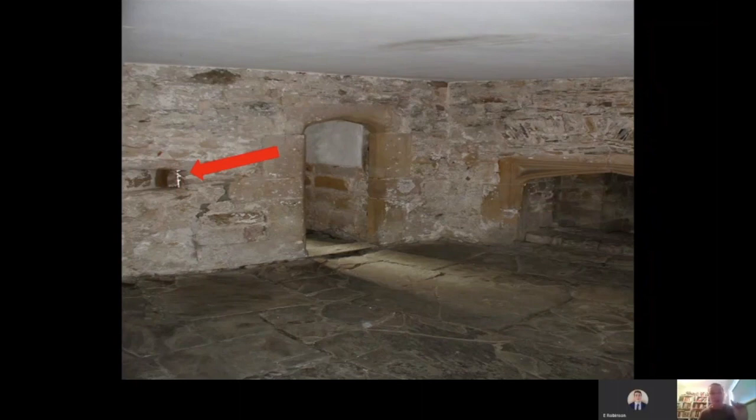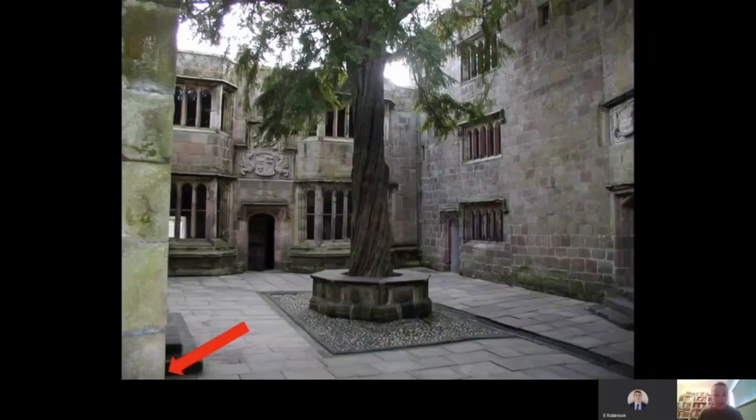The hole in the wall that the arrow is indicating is something called a squint. Now, what you would do with this is, if you were actually being attacked, you would have one person kind of firing arrows through the arrow loop, but you could also see if anybody was coming from behind. Another defensive feature.